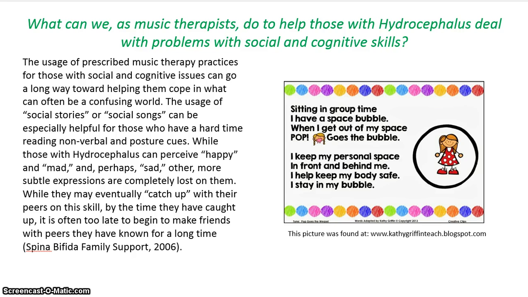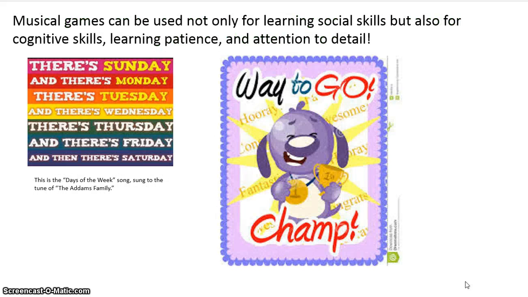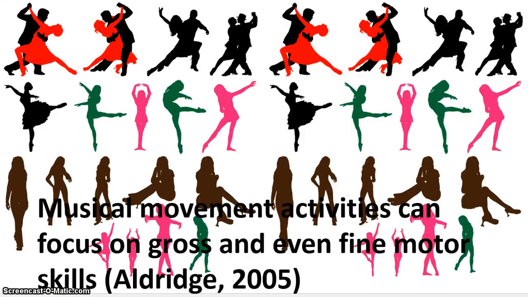While they may eventually catch up with their peers on this skill, by the time they have caught up, it is often too late to begin to make friends with peers they have known for a long time. Musical games can be used not only for learning social skills, but also for cognitive skills, learning patience, and attention to detail. Musical movement activities can focus on gross and even fine motor skills.